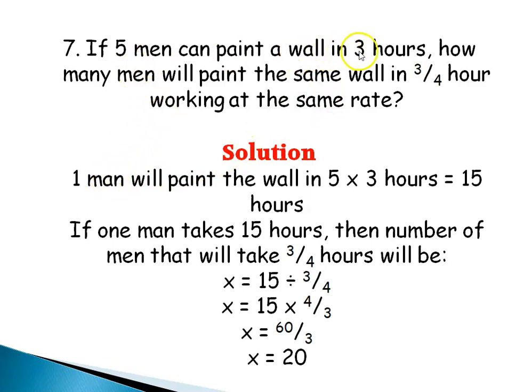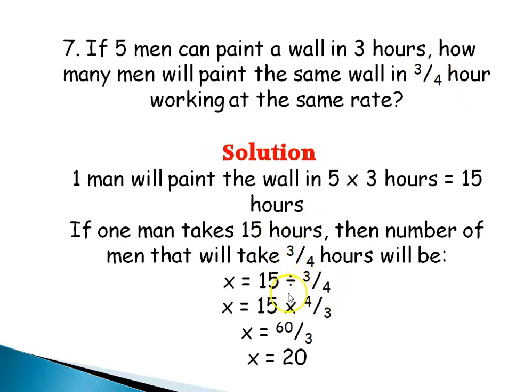Alright, so let's look at this. If 5 men can paint a wall in 3 hours, that means 1 man will paint the wall in 5 times 3 hours, 15 hours. You should expect that if 5 men can take 3 hours, then 1 man will take more than this. So that is why 1 man is taking 15 hours. Now, if 1 man takes 15 hours, then the number of men that will take 3/4 hours will be 15 divided by 3/4. Do you understand that? So to know the number of men that will take 3/4 hours, I'll just say 15 divided by 3/4.